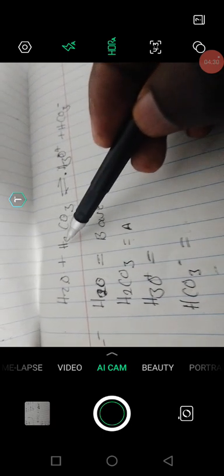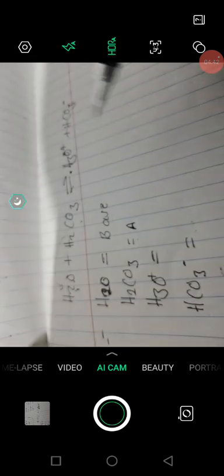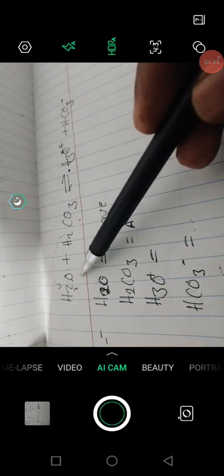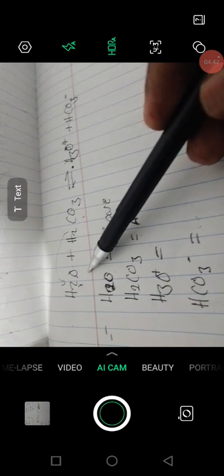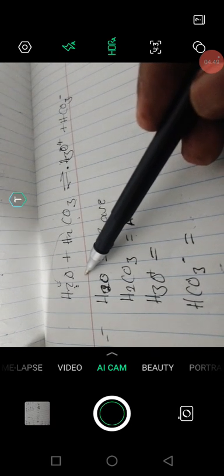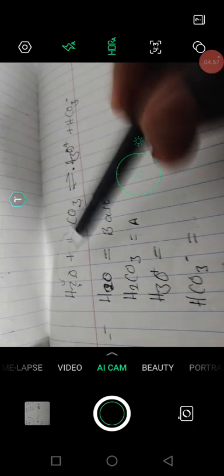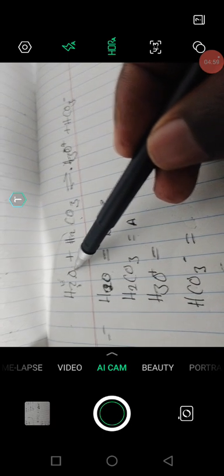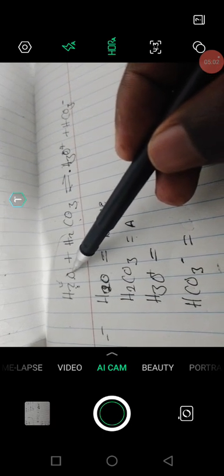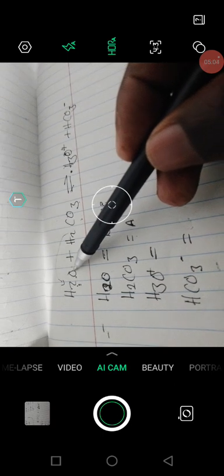So this acid is going to donate 1 hydrogen to water. And water will increase its hydrogen from 2 to 3, and maintain its oxygen. When it comes to acids and bases, we only talk about the sharing of hydrogen ions, or hydrogen atoms, that's so.